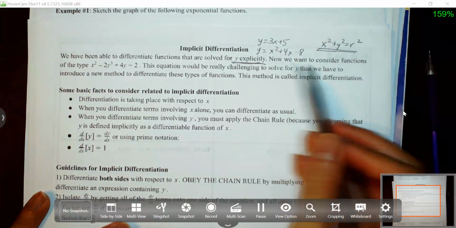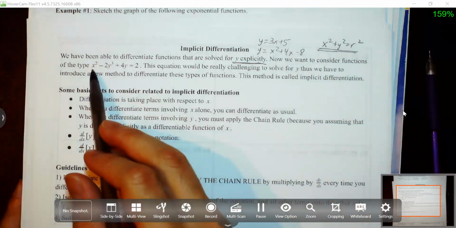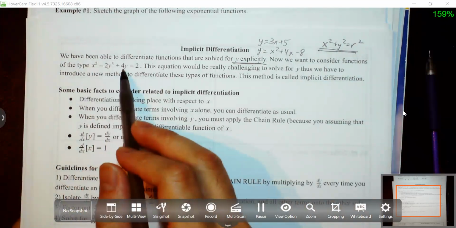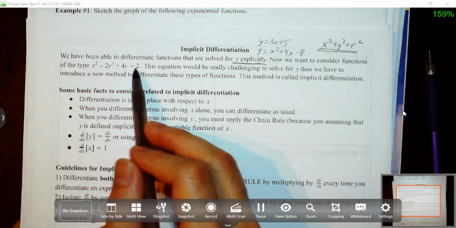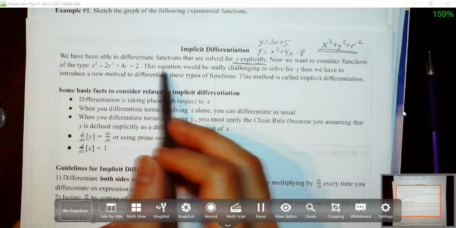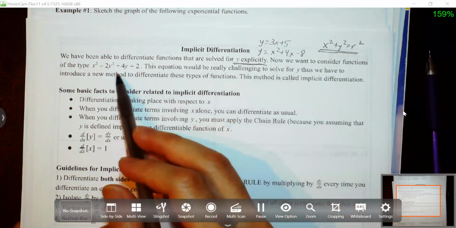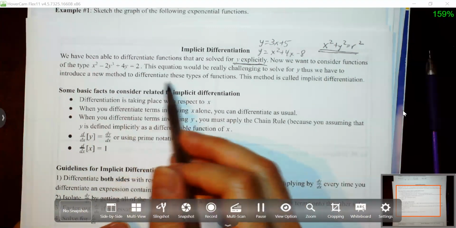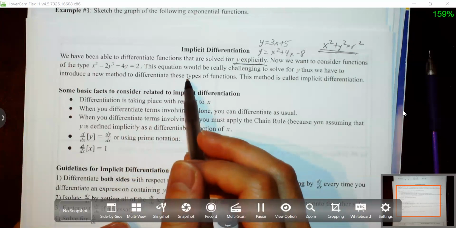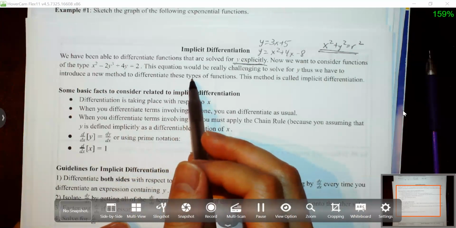So we want to consider functions of the type x squared minus 2y to the third plus 4y is equal to 2. This equation would be really challenging to solve for y. Thus, we have to introduce a new method to differentiate these types of functions. This method is called implicit differentiation.